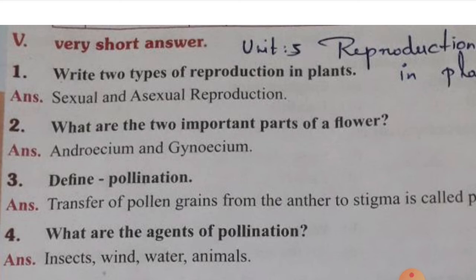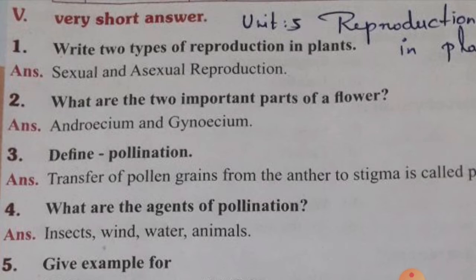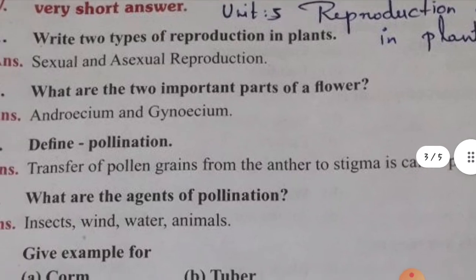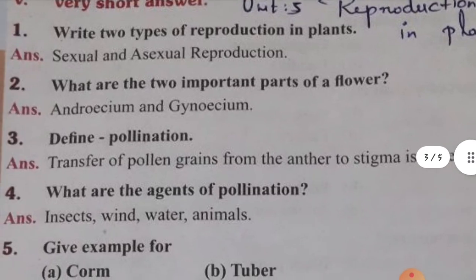Second one, what are the 2 important parts of a flower? One is androecium and another one is gynoecium. Androecium means the male reproductive part of a flower. Gynoecium means the female reproductive part of a flower. You know, children? Yes. Third one, define pollination. This is a very important question, children. Transfer of pollen grains from the anther to the stigma is called pollination. Fourth one, what are the agents of pollination? You know this question, children? Yes. Insects, wind, water and animals.